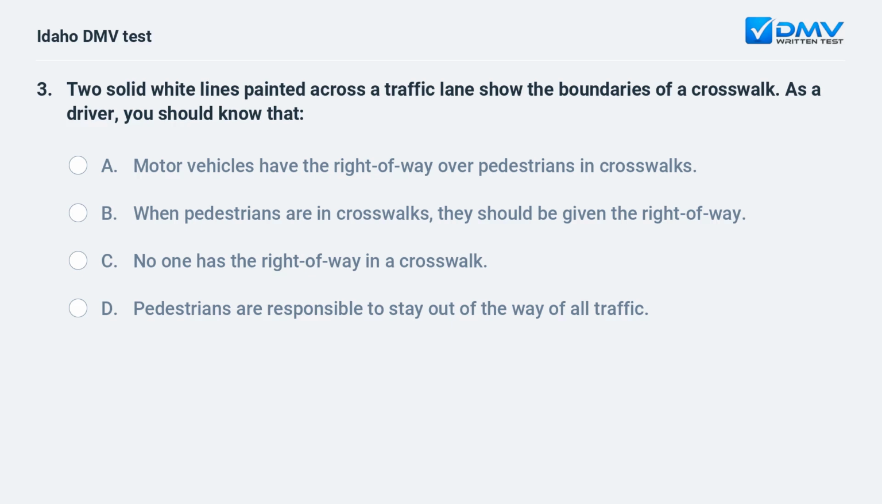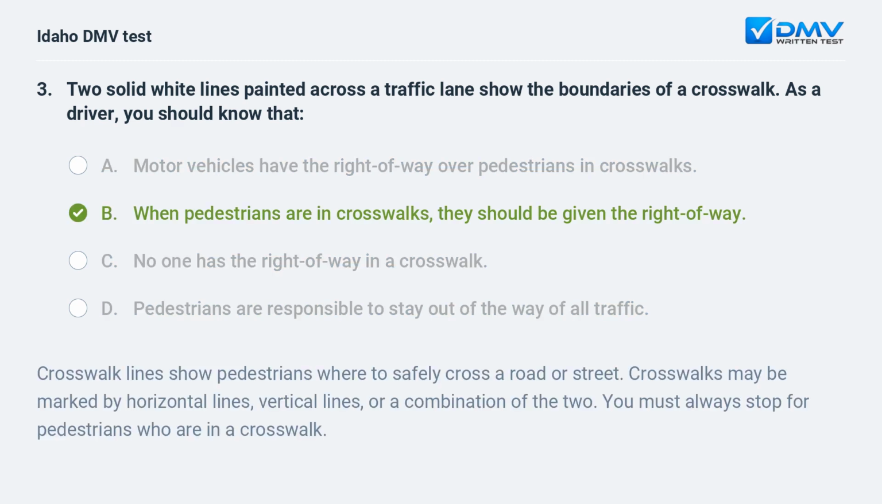Two solid white lines painted across a traffic lane show the boundaries of a crosswalk. As a driver, you should know that A. Motor vehicles have the right of way over pedestrians in crosswalks. B. When pedestrians are in crosswalks, they should be given the right of way. C. No one has the right of way in a crosswalk. D. Pedestrians are responsible to stay out of the way of all traffic. B. When pedestrians are in crosswalks, they should be given the right of way.